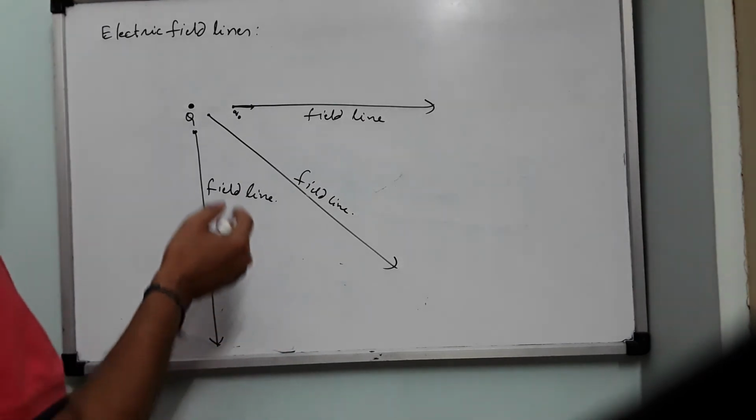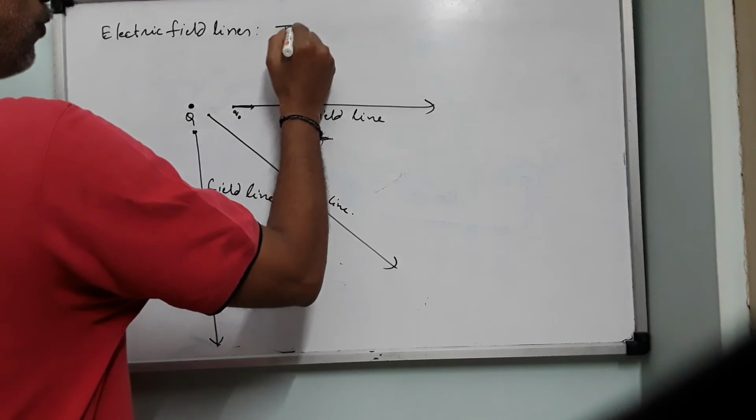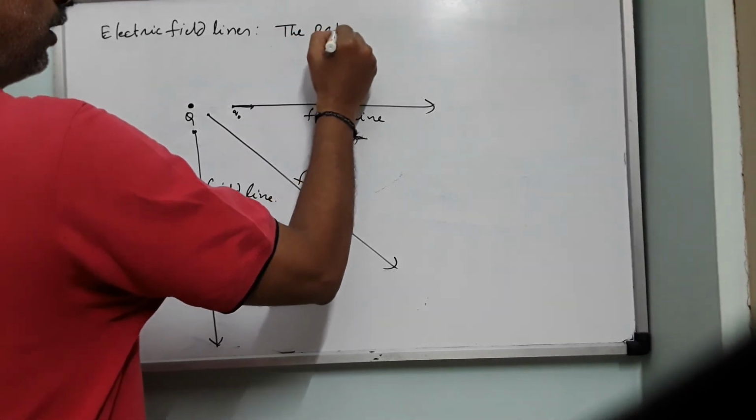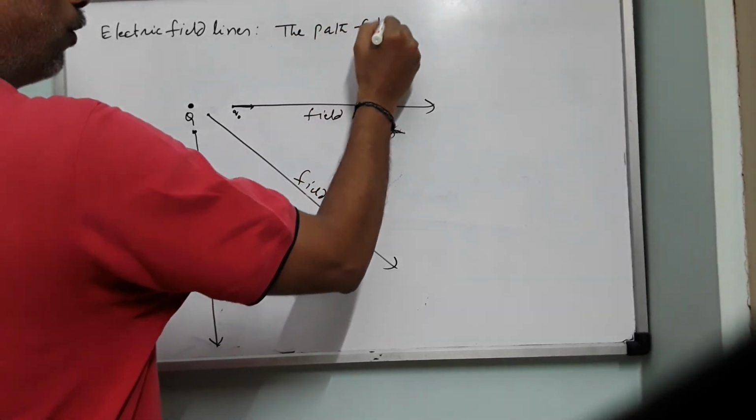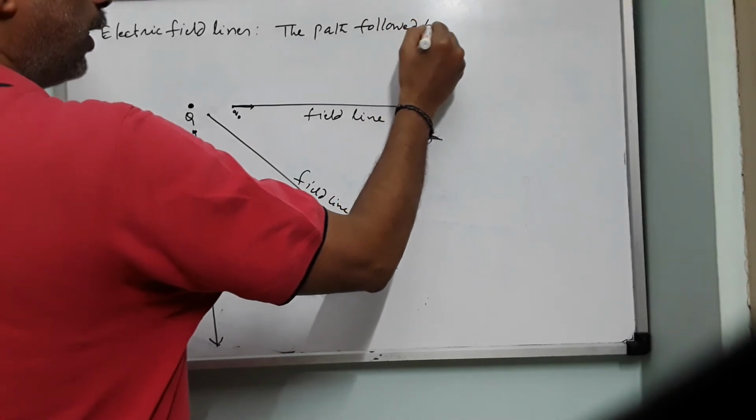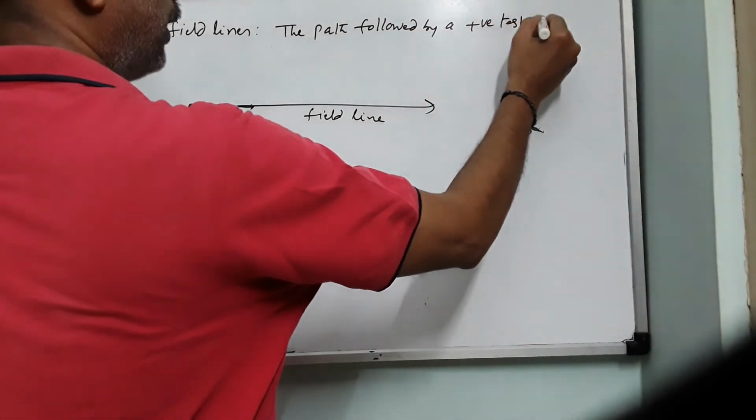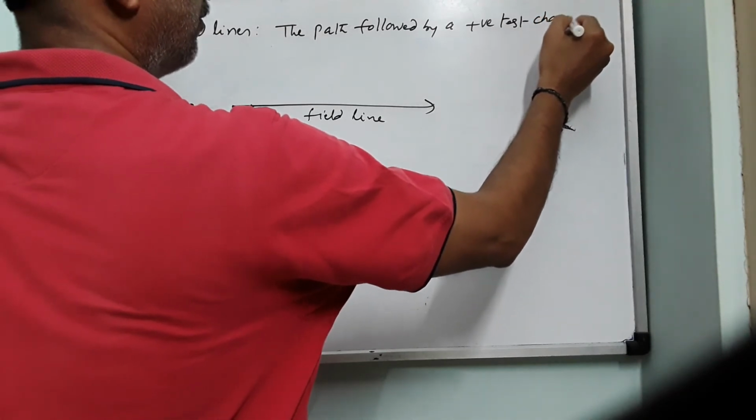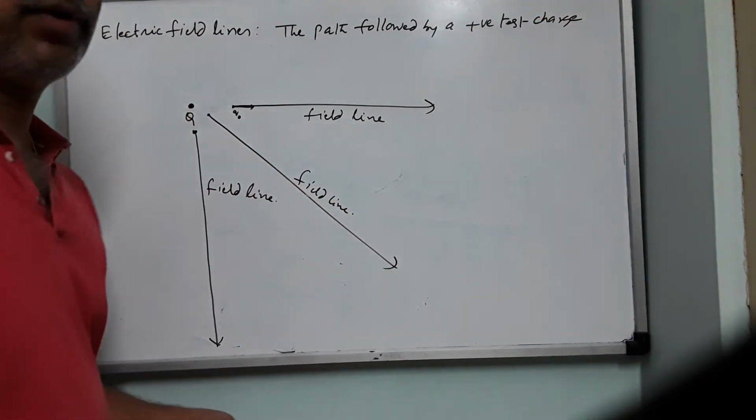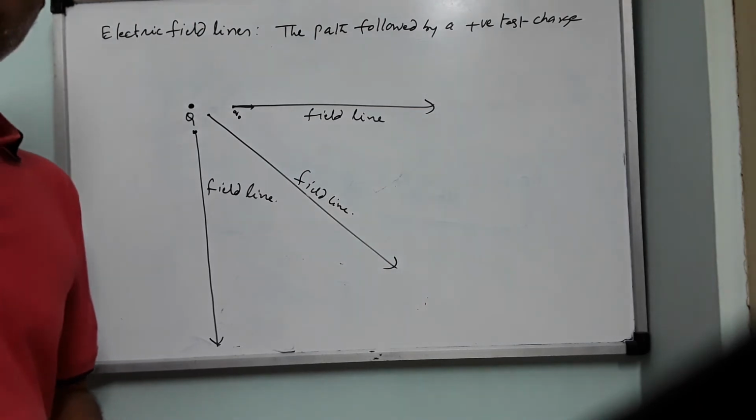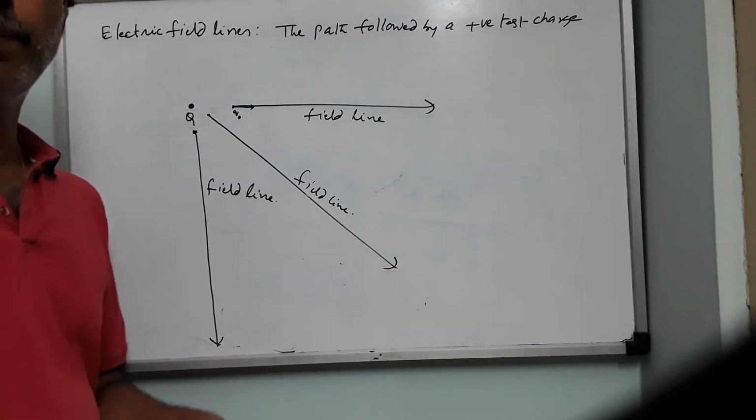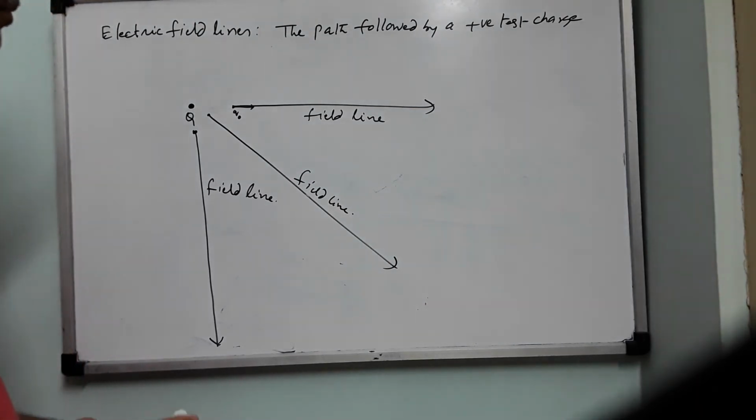So an electric field line is defined as the path followed by a positive test charge. Repeatedly, it is not necessary to write positive test charge. Even if you simply write test charge, by convention we will understand that it is a positive test charge.